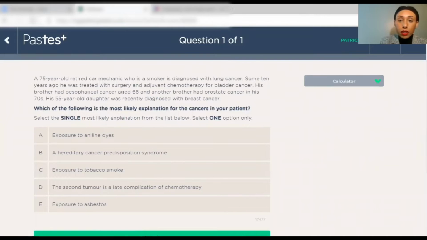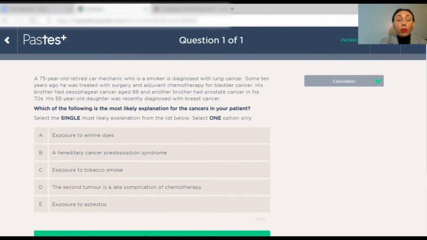So let's go to hematology and oncology now. I try to pick specialties that maybe aren't focused on too much versus the typical kind of cardiorespiratory, for instance. So we have a 75-year-old retired car mechanic who is a smoker, and he is diagnosed with lung cancer.